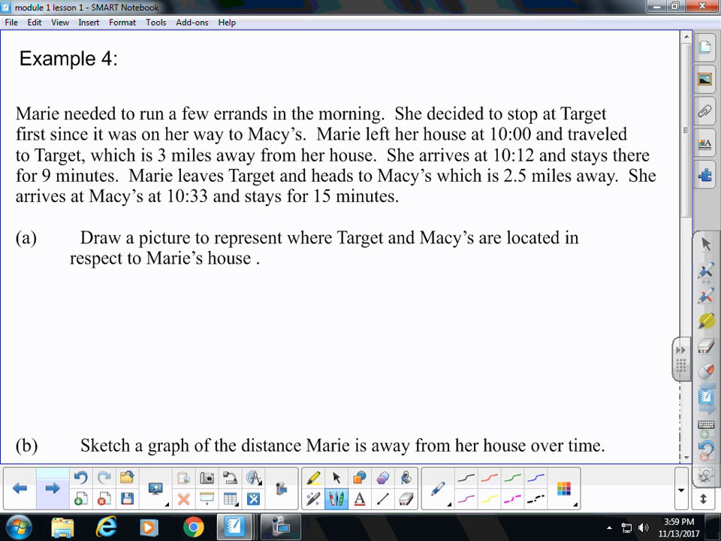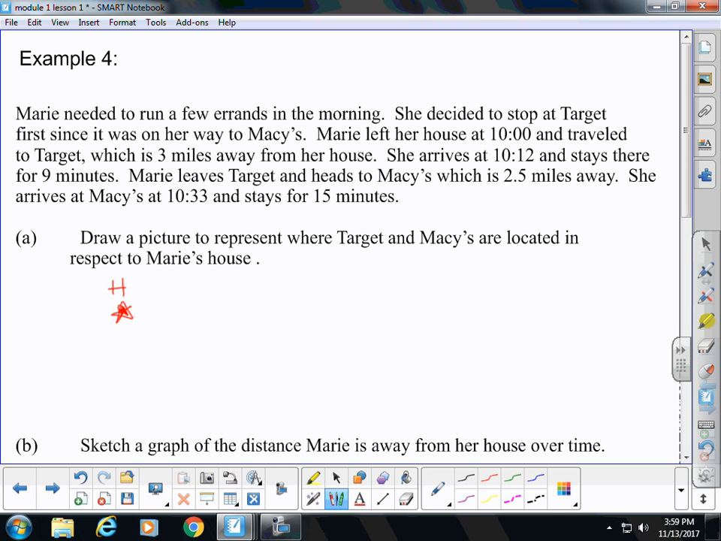Draw a picture to represent Target and Macy's in location with respect to her house. Each time you do one of these types of problems, the first thing you're going to do is draw a picture like I'm about to show you right here. In this situation, we've got Marie's house and then Target and then Macy's, and they're all in a row. I'm going to start here with her house. Since that's the starting point, I'm going to use a star. This is her house.